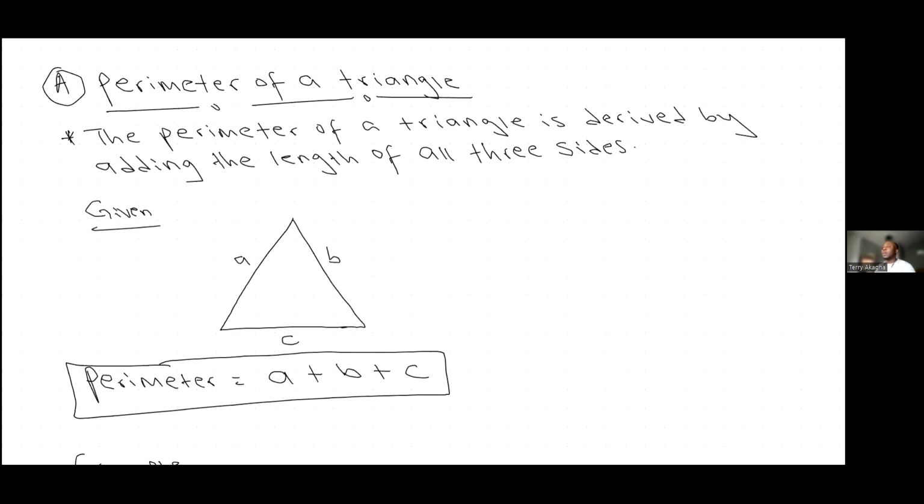So now let's go to the second part. Let's talk about the area of a triangle. How do you find the area of a triangle? I've talked about the area of a triangle earlier, so I'm not going to waste so much time on this as well. Please go to the previous videos, go to the playlist.